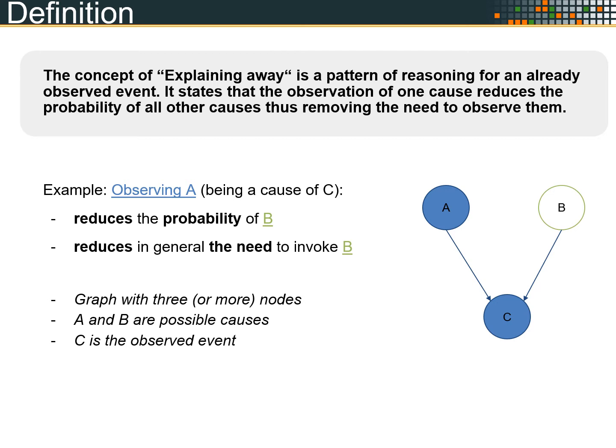The concept of explaining away is a pattern of reasoning for an already observed event. It states that the observation of one cause reduces the probability of all other causes, thus removing the need to observe them. To visualize the definition we gave on top, we made a graph which represents both causes and the observed event. For continuity, this graph is being used throughout all of the slides.